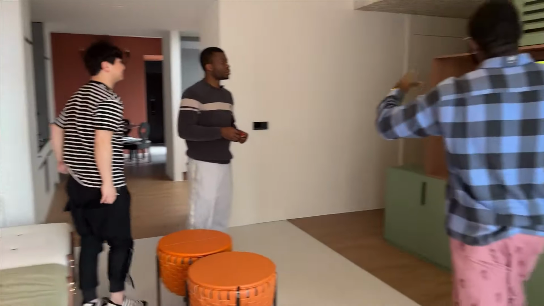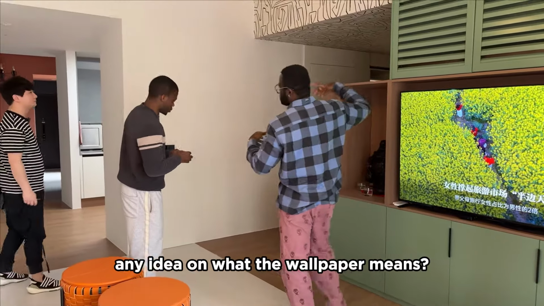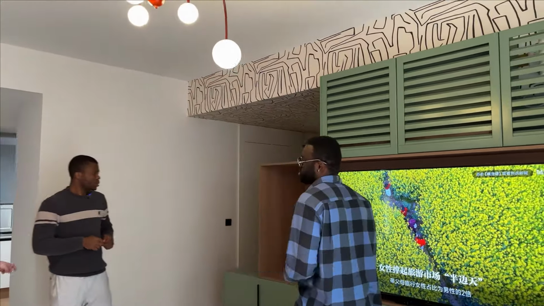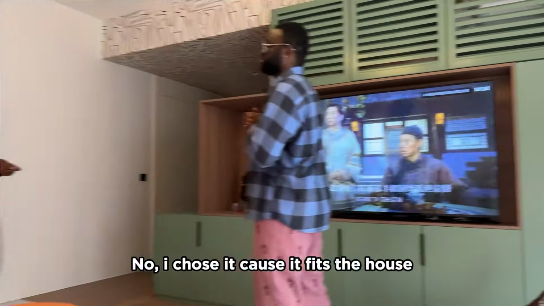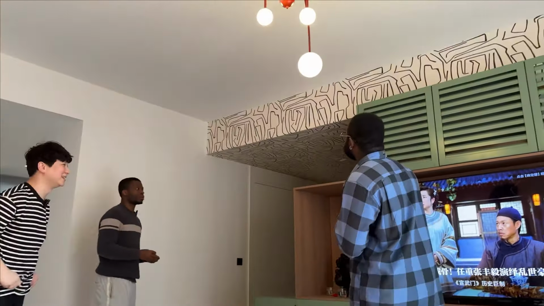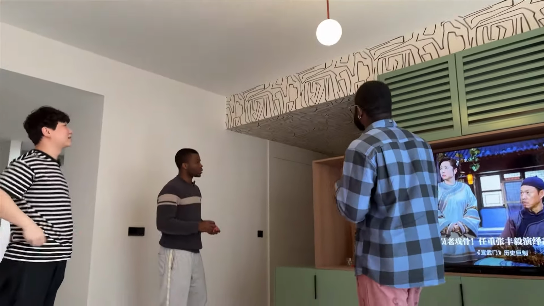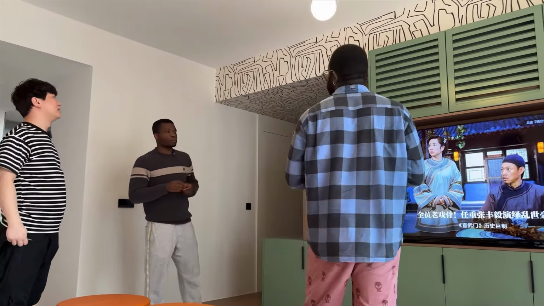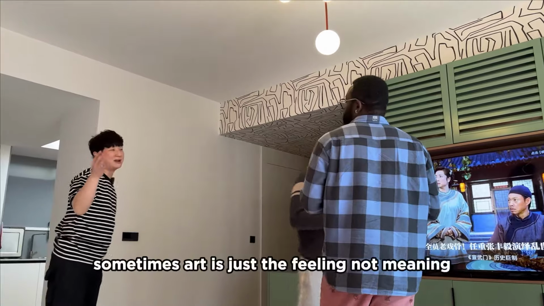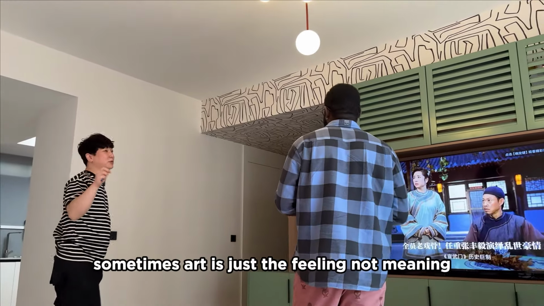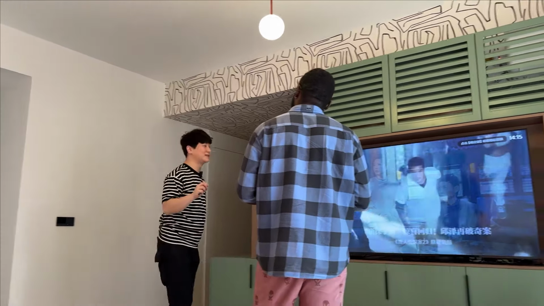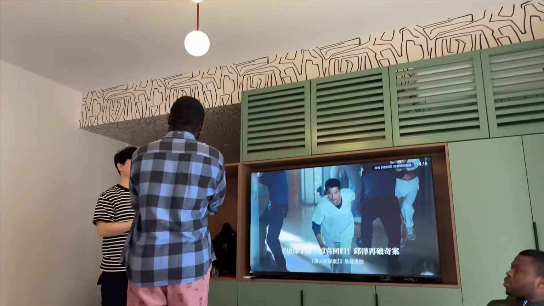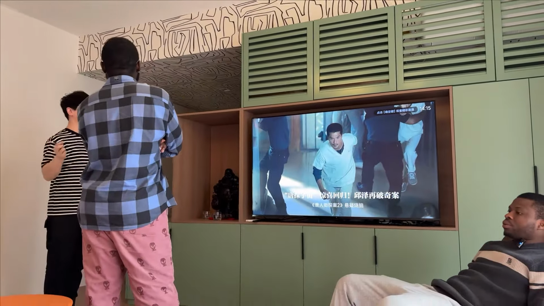About the wallpaper, do you have any idea of what it means? Does it mean anything? Because it looks abstract. No, I just chose this one because it fits very well with everything. But it looks abstract. That's why I'm asking whether it had a meaning. Not too much meaning. Sometimes art is just your feeling. You don't have to find so many meanings. I just feel like I want to put this. This is my attitude, so I just put it.